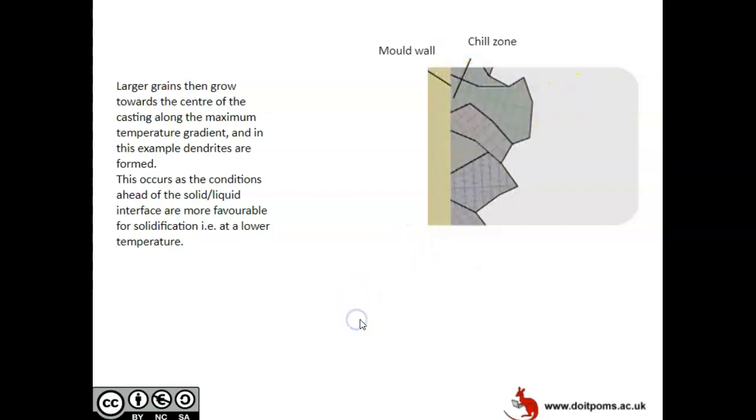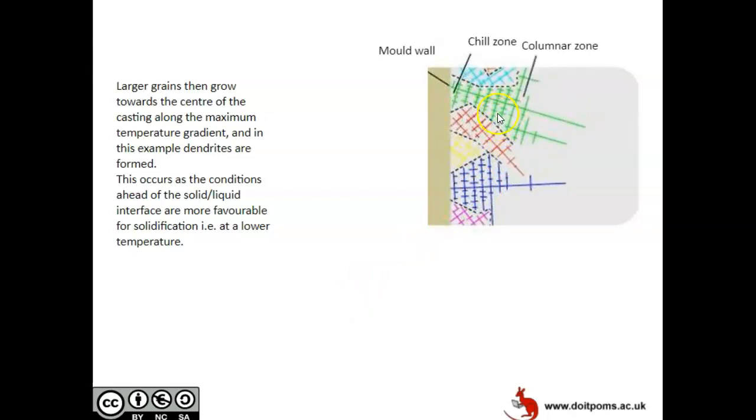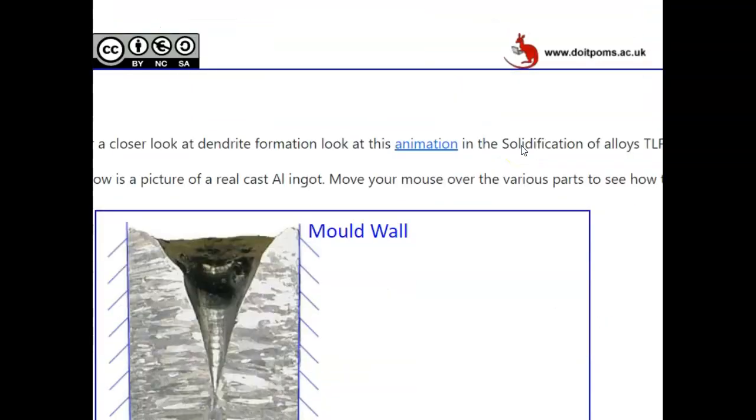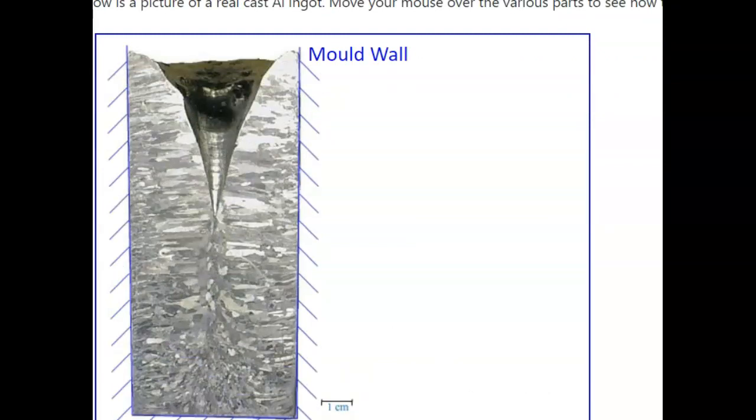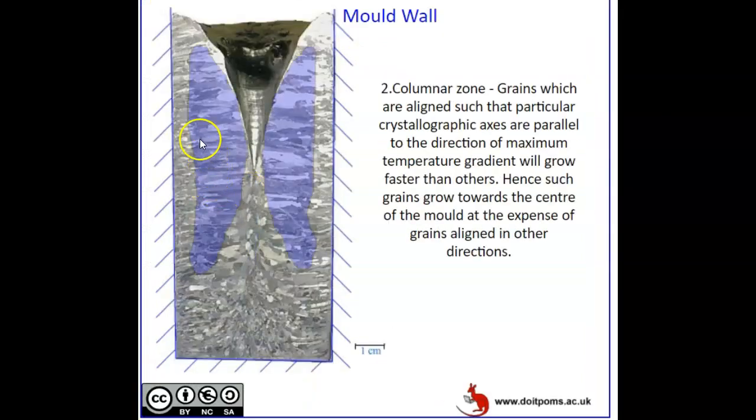After that, you can actually see the columnar zone. The next zone is known as the columnar zone. We can see the crystal structure trying to grow all the way inside. Now this is shown by one of the other diagrams. Let me just set that up. Now here we have a look at that one.